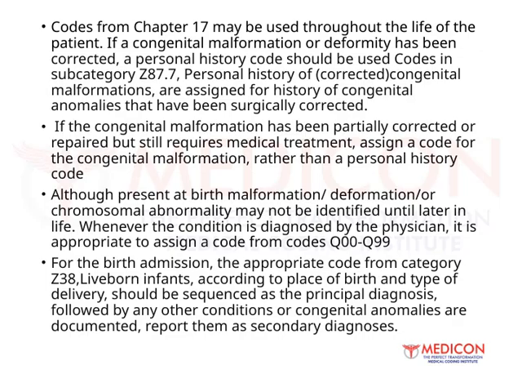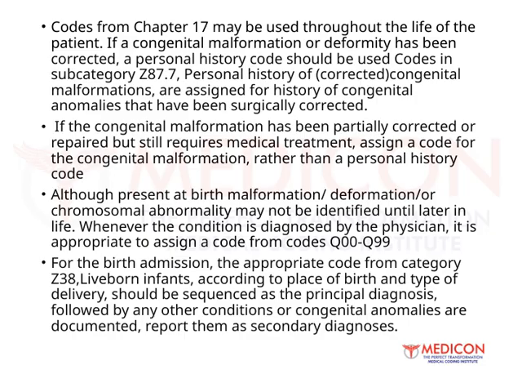Now, let's look at some important points about coding from Chapter 17. These codes can be used throughout a patient's life. For example, if a congenital malformation or deformity has been corrected, you should use a personal history code. Specifically, codes in subcategory Z87.7, which stands for Personal History of Corrected Congenital Malformations, are assigned when the patient has a history of congenital anomalies that have been surgically corrected. However, if the congenital issue has only been partially corrected or still requires ongoing medical treatment, you should assign a code for the actual congenital malformation rather than a personal history code.